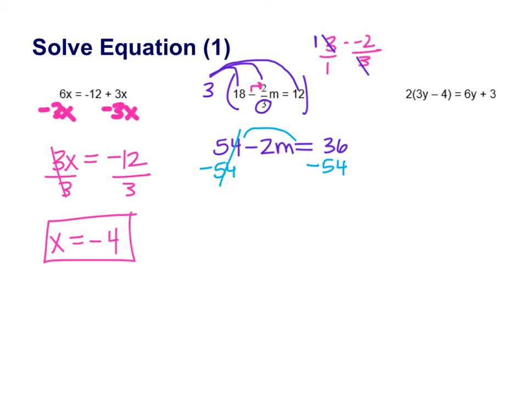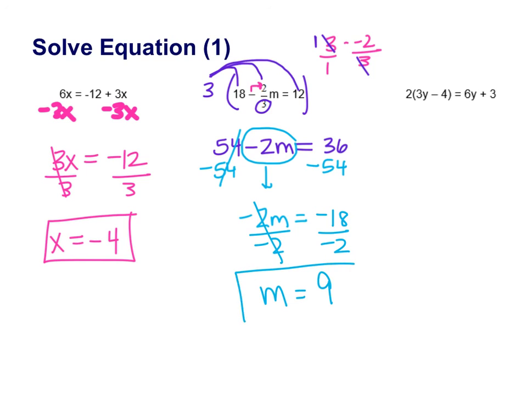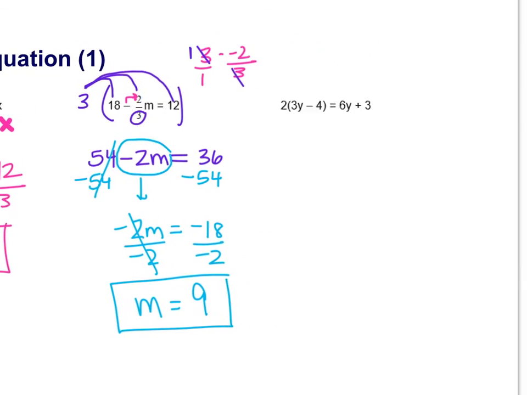Be very careful of signs. This is a negative 2m that we're going to bring down. So negative 2m is equal to negative 18. And then divide both sides by negative 2. So m is equal to negative divided by negative, positive 9. Alright, so far so good.